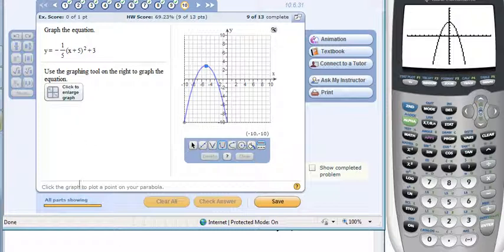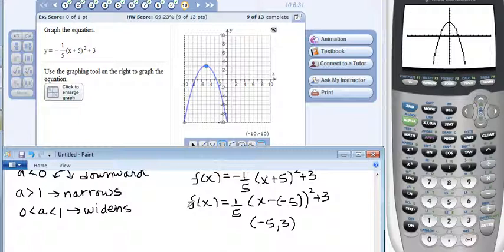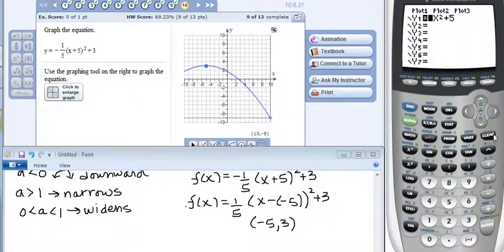Now it's telling me to plot any other point on my parabola. Well, how do I do that? I can choose any point that I want and plug it in for x and calculate out my y, or I can use my calculator to plot this. 1 divided by 5. Let's just take a look at the picture first of all. And then we have x plus 5 squared plus 3. I mean, I could make a t-chart pretty easily.